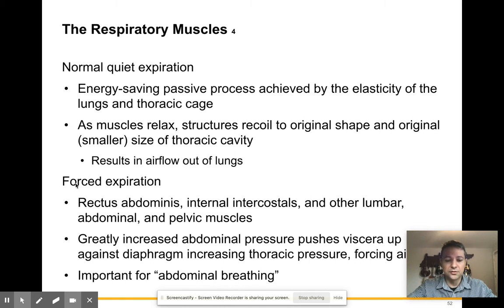Forced expiration is going to include more things, like what I just did when I cleared my throat. That's an example of forced expiration. Okay, and what got involved in that forced expiration? My rectus abdominis, my abs got involved in forcing that air out.